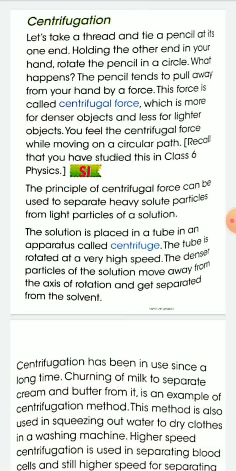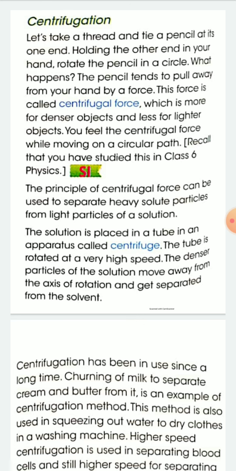The first method of separation I will discuss today is centrifugation. So what is centrifugation? To understand centrifugation, you have to understand one example. Take a thread and tie a pencil at one end. Then, holding the other end in your hand, rotate the pencil in a circle. Then what will you see? You will experience that the pencil tends to pull away from your hand by a force.